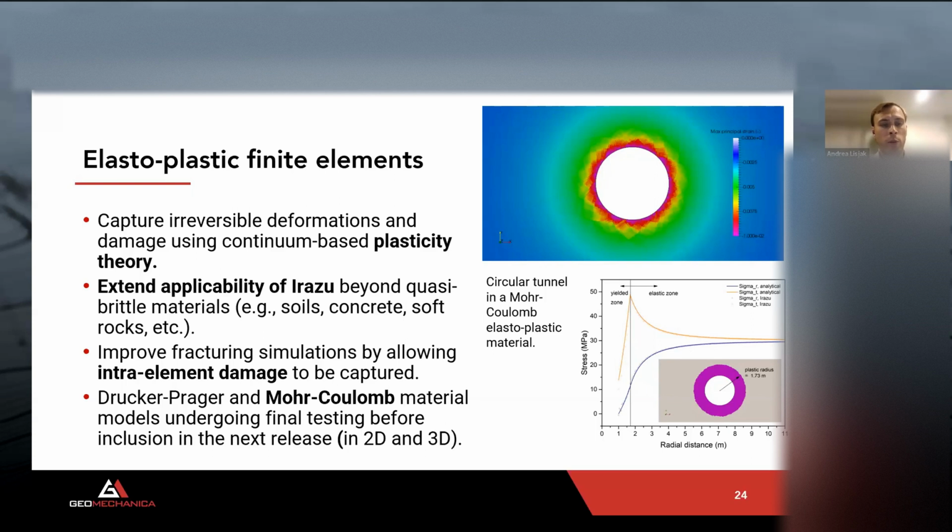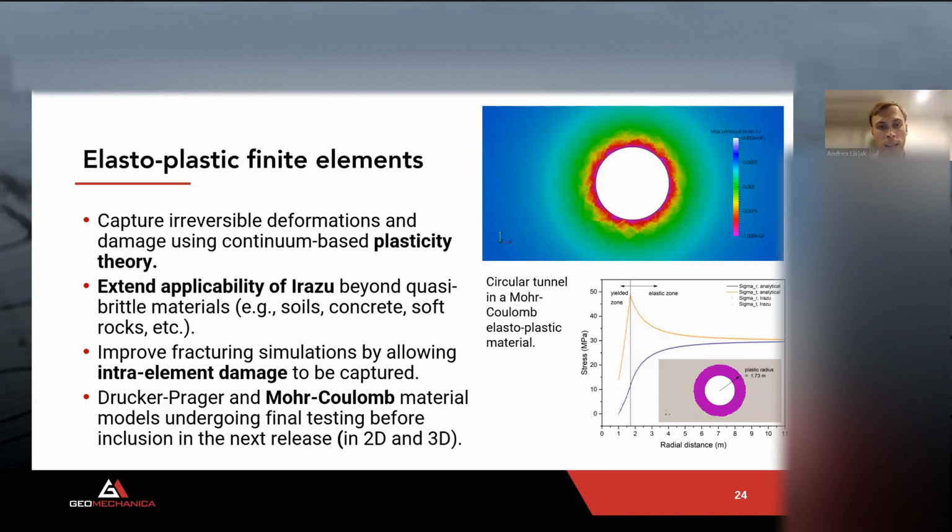Essentially, we can now capture irreversible deformation and damage using continuum-based plasticity theory. By doing so, we effectively extend the applicability of Irazu beyond quasi-brittle materials. So now you can have a model where you might have your brittle rock, but you can also have other materials within the same model that are less brittle and more ductile, such as soils, concrete, softer rocks, or even metals.